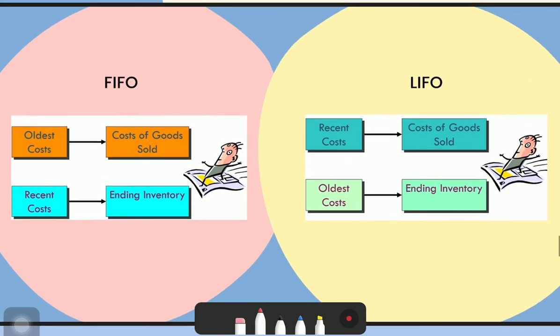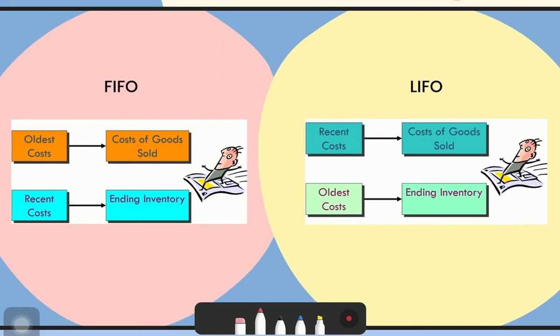Okay, let's have a look at the figure here. This is FIFO, where the oldest cost is the cost of goods sold, and the recent costs are the ending inventory. For LIFO, the recent cost is the cost of goods sold. The last in, the first out, dia jual dulu. And then the oldest cost yang tak terjual, yang sebelum ni dia beli, that is the ending inventory. That's for LIFO.